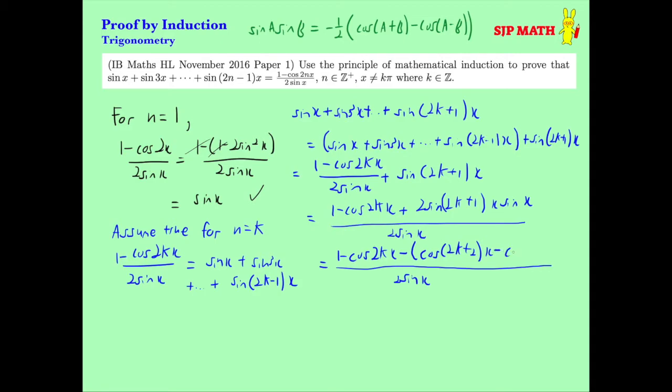And then it will be minus cosine of A minus B, which is (2k plus 1)x minus x, which is 2kx. I like where this is going. If you look closely, you can cancel this out. You don't even need to look closely. It just cancels out. And then you get 1 minus cosine of (2k plus 2)x over 2 sine x. And it turns out that it is actually what we wanted to get at.